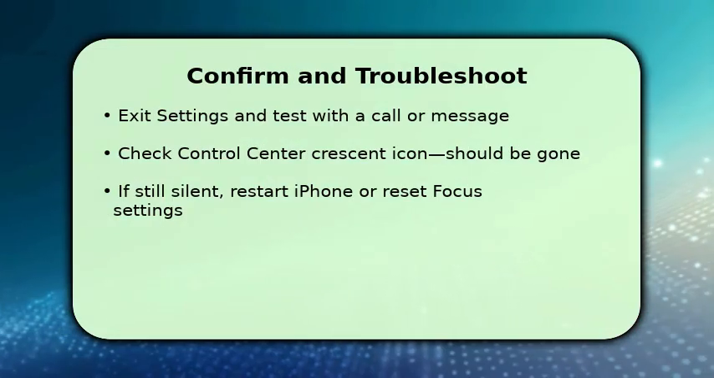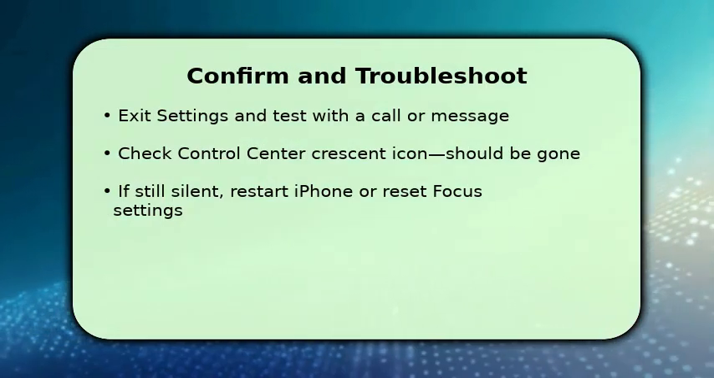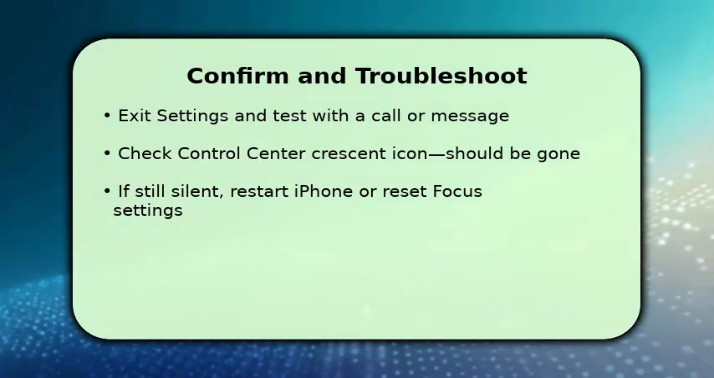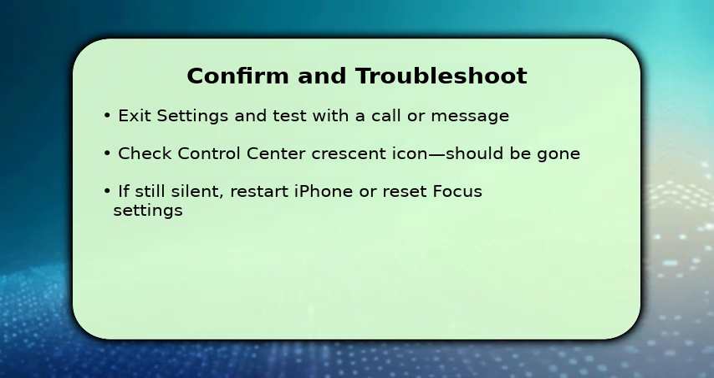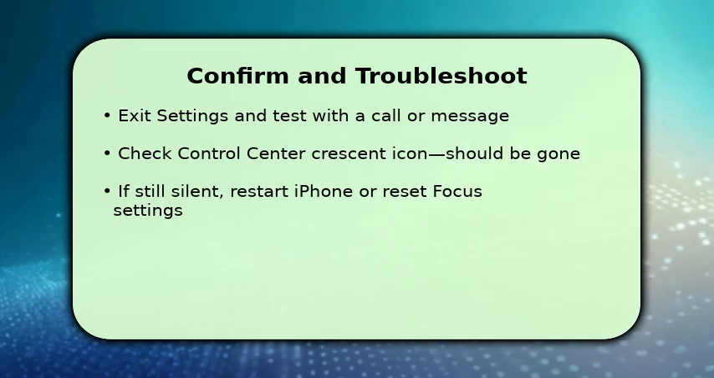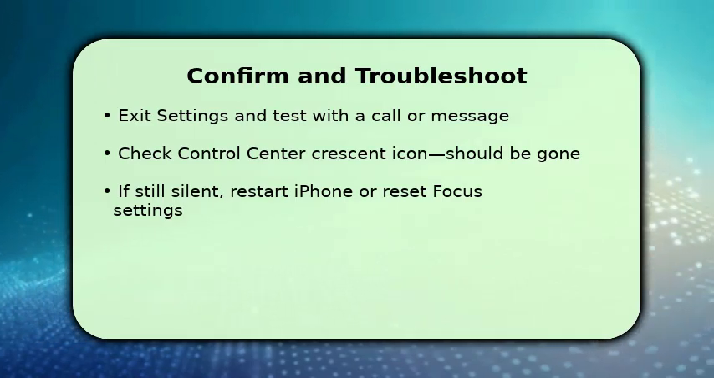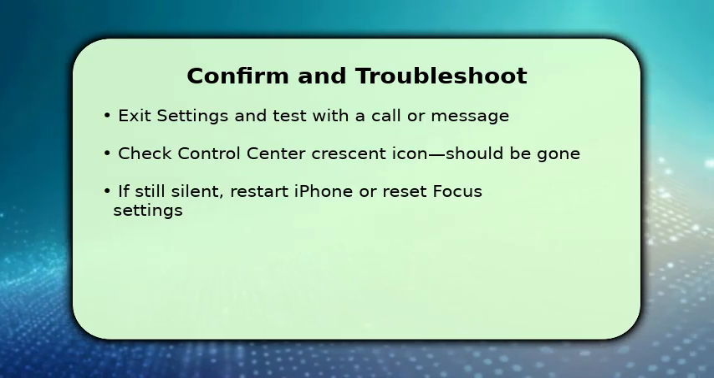Finish by exiting Settings and confirming notifications arrive. Ask someone to call or send a message. Also check Control Center for the crescent icon. If it's gone, Do Not Disturb is off. If you still don't get alerts, restart your iPhone to clear temporary issues.